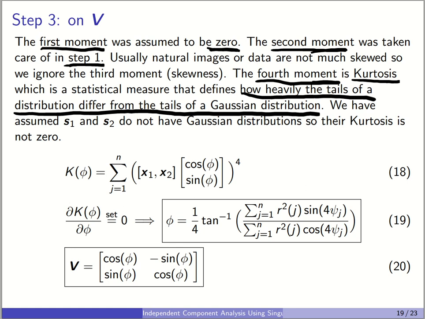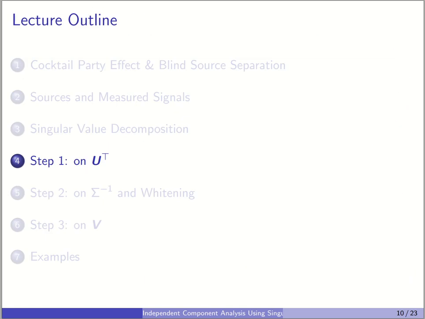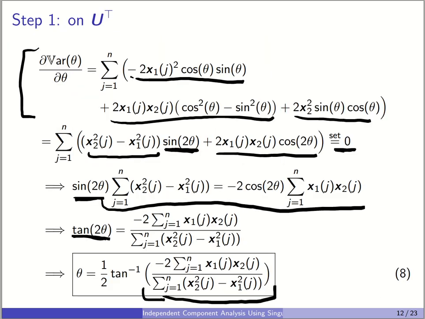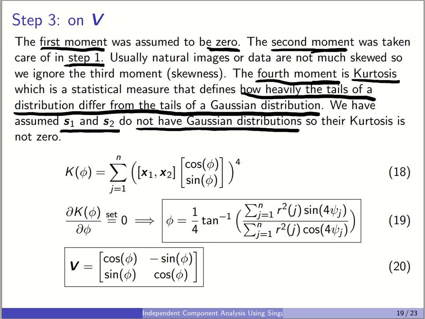And do you remember we also assumed that S1 and S2 do not have Gaussian distributions? In slide 6, bullet number 2, we said that they are not Gaussian. Intuitively I showed you in these two figures why we don't assume they are Gaussian, but I said I will tell you the reason later. This is the reason we don't assume they are Gaussian distributions. Why? Because otherwise their kurtosis will be 0, and this step doesn't make any sense.